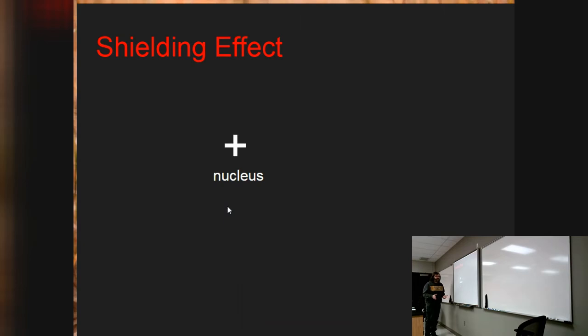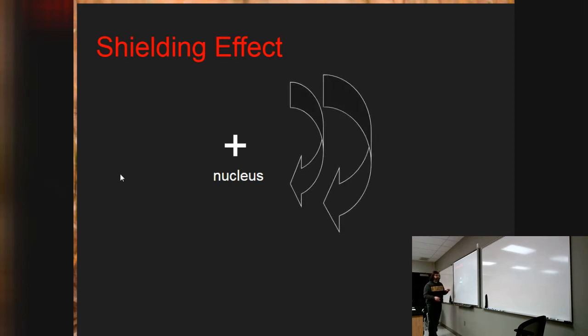So the first thing we have to talk about when we're talking about going across the period and relating to the size is what's called the shielding effect. We have our nucleus, and around the nucleus go those different energy levels.